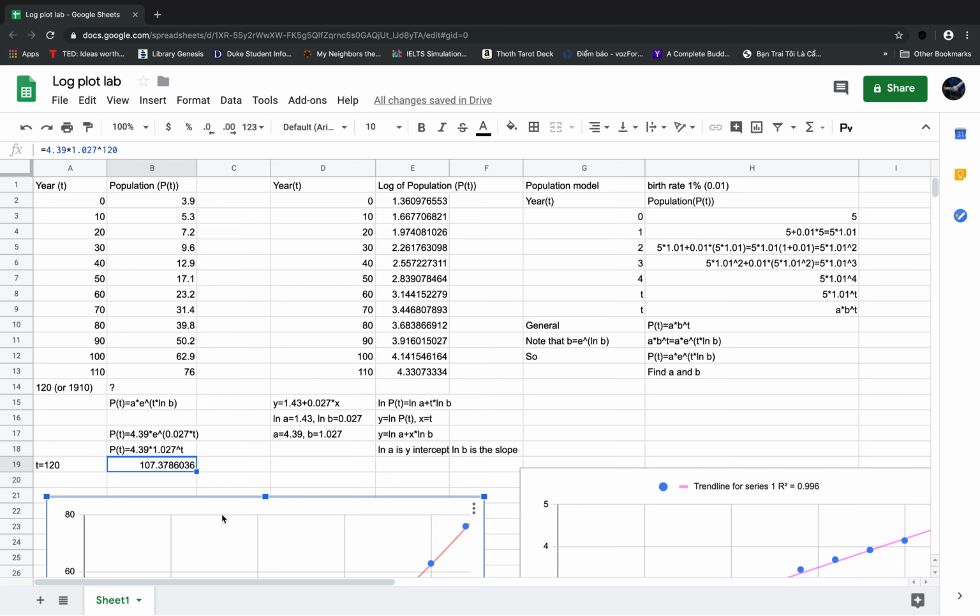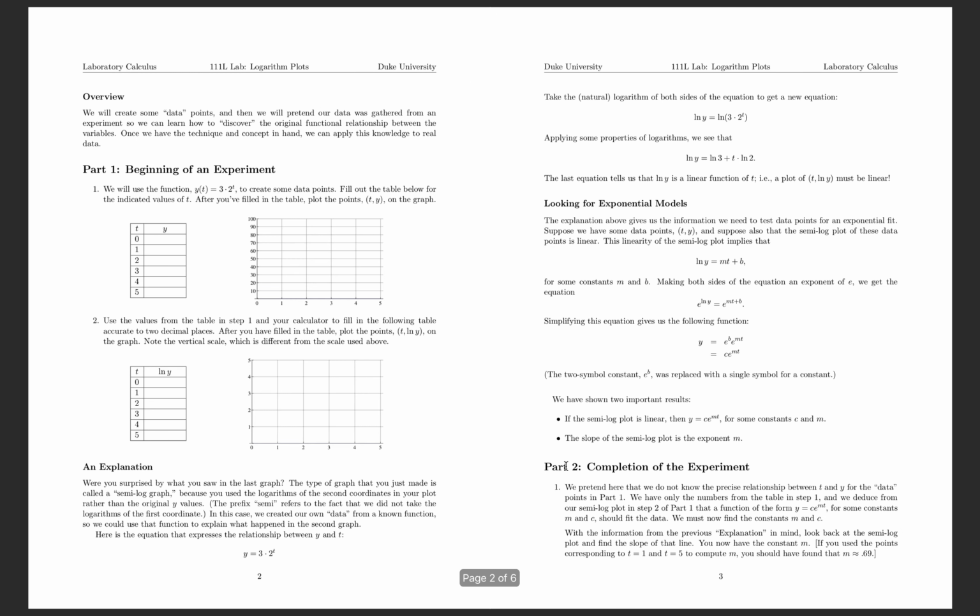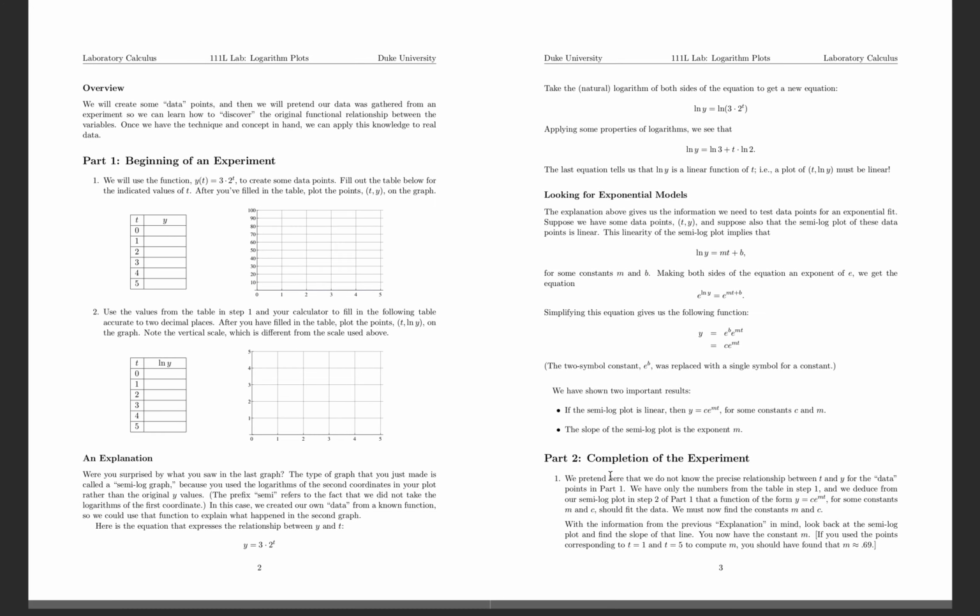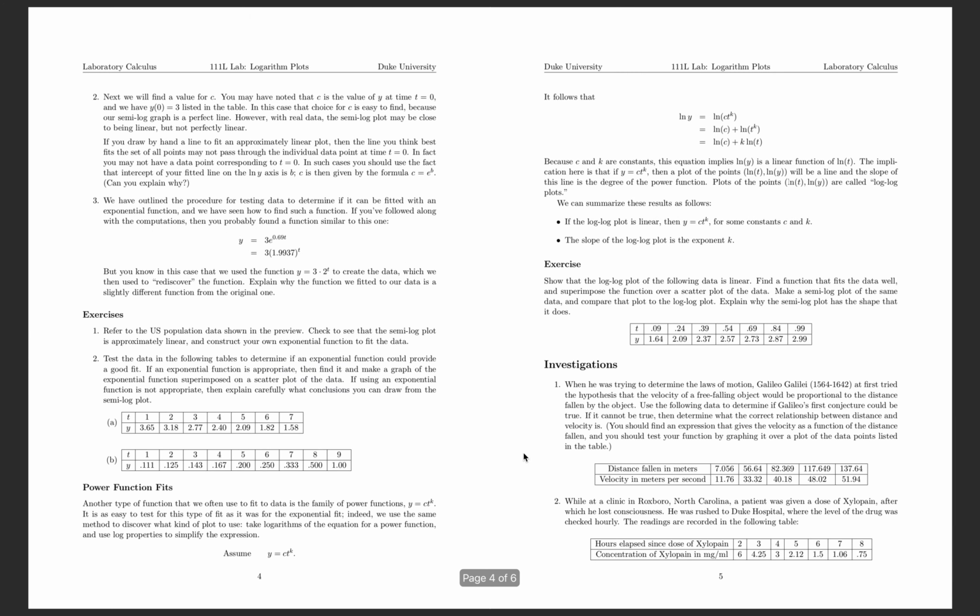So you will apply this method to do part 2, the completion of the experiment, and you'll do exercises 1 and 2 here and write the report.